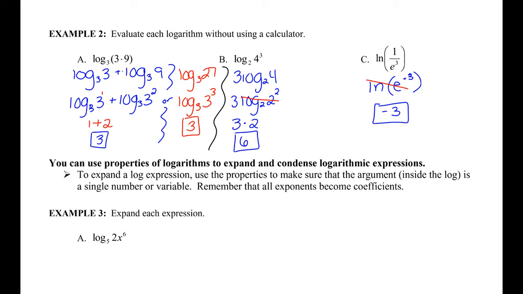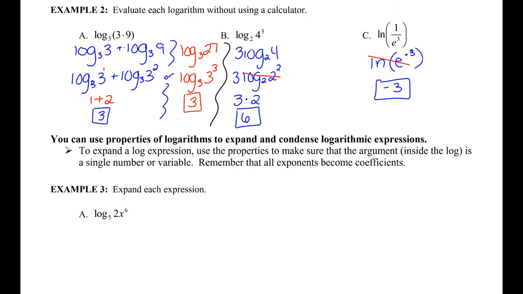The last thing we're going to talk about is the ability to expand and condense logarithmic expressions. So to expand a log expression, you're going to use the properties to make sure that the argument inside the log is a single number or variable. Remember that all of your exponents will become coefficients. So the first thing I'm going to do is to expand this to be log base 5 of 2 plus log base 5 of x to the 6th power.